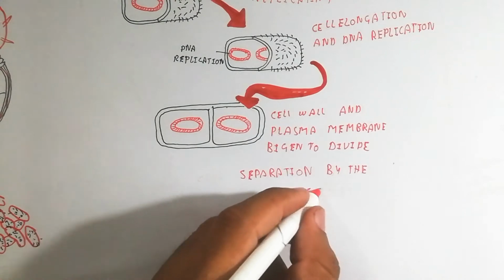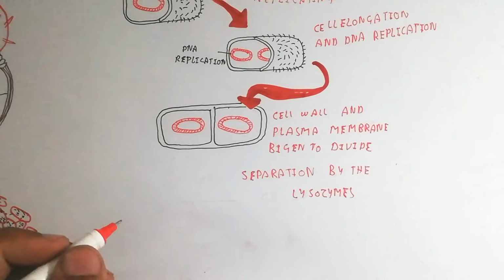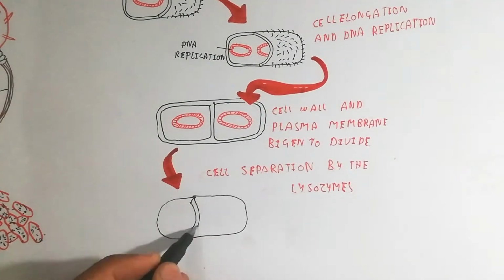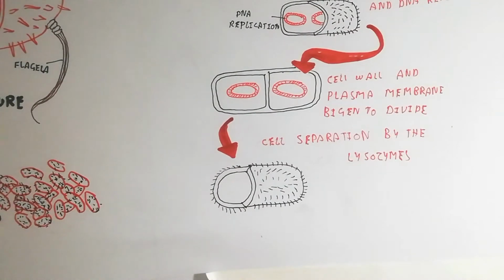Next, the parent cell will be converted into two daughter cells by binary fission. That is known as binary fission. So keep remembering it. That is an easy question to answer.